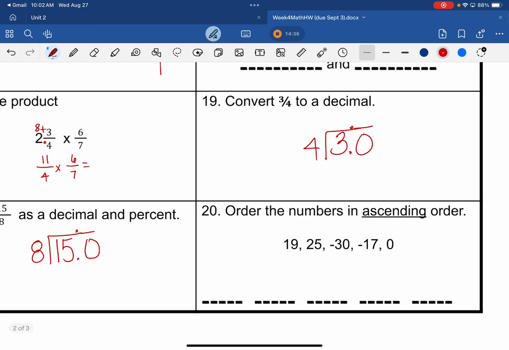Ascending order means least to greatest. So all you have to do is put those numbers in least to greatest. We're going to start you off by saying it's -30.